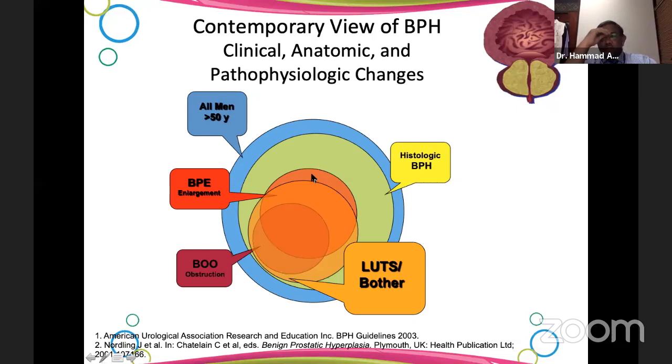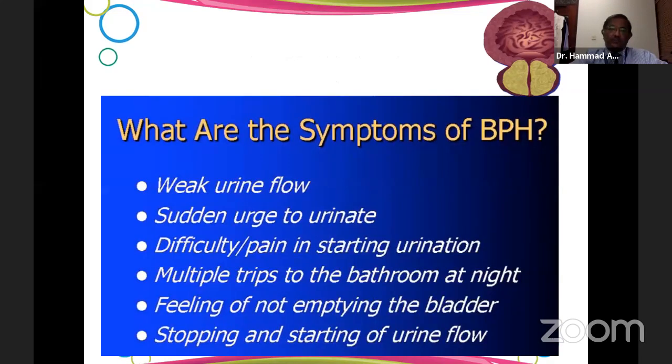So when the patient comes to you in the clinic and puts an ultrasound report in front of you which says that the prostate is enlarged, it means nothing. That report should be put aside, and you take a good history and make sure that what you are going to treat is really clinical bladder outlet obstruction or BPO. And what are the symptoms? We all know that the symptoms are poor urinary stream, urgency, and difficulty in starting and maintaining a stream.